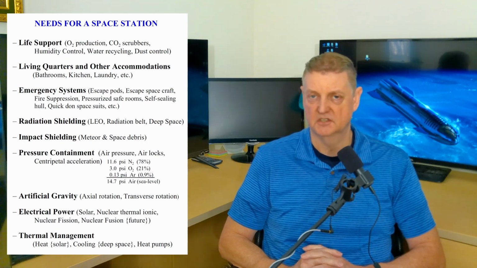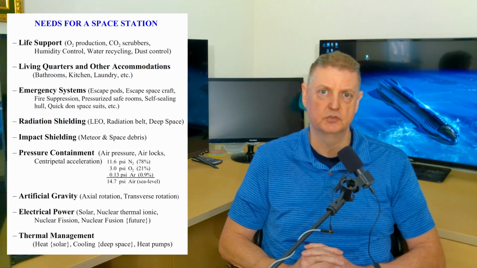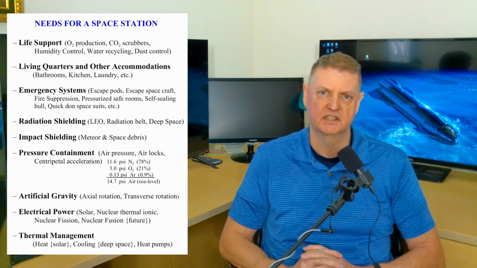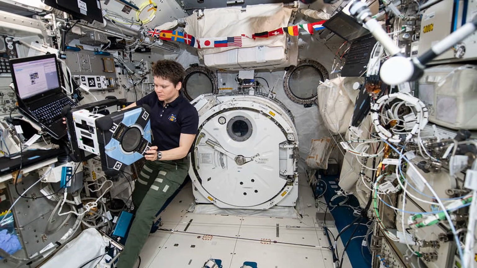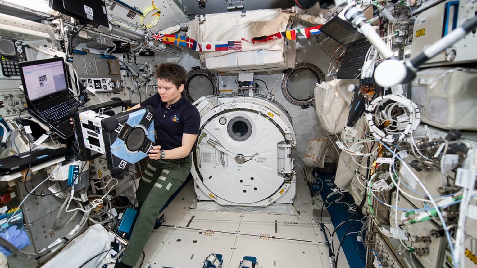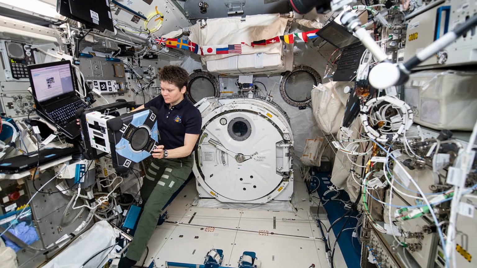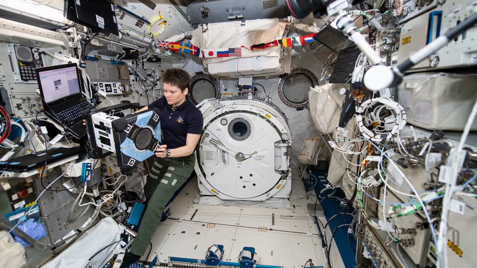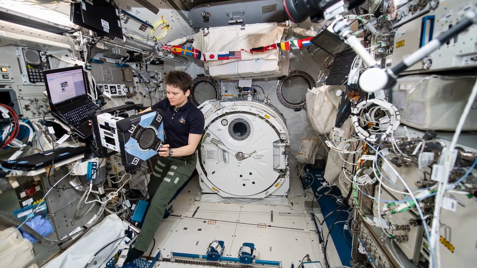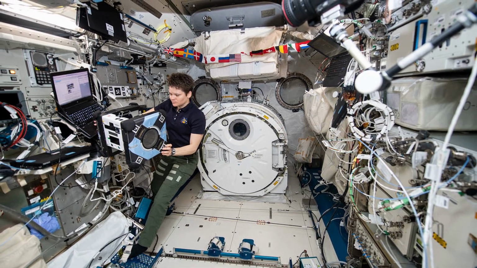You need to have oxygen being generated. You have to have CO2 being removed from the atmosphere inside the space station. You also need to remove humidity and dust from the air, because these can cause problems for not only the astronauts but for systems and electrical systems on board the space station.